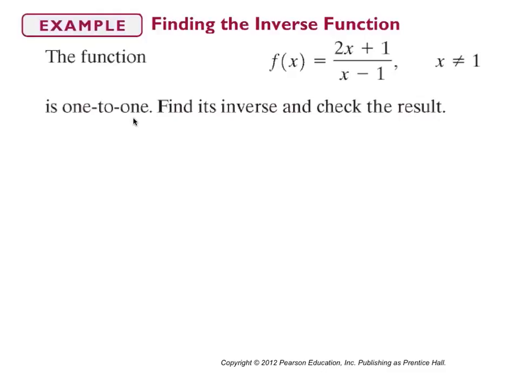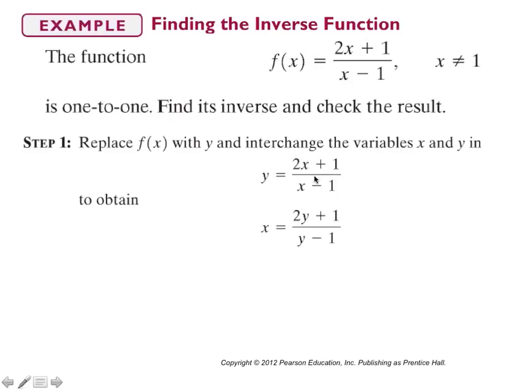So hopefully you recall, in order to find the inverse, all you have to do is just interchange x and y and then solve for y. So in this case, we take our y, which was our f of x, and we put an x in its place, and we take our x's and we put y's in their place. So we have x equals 2y plus 1 over y minus 1.